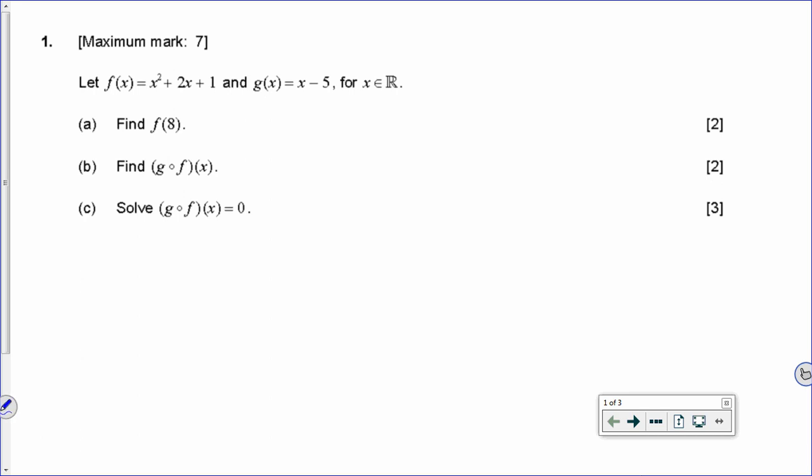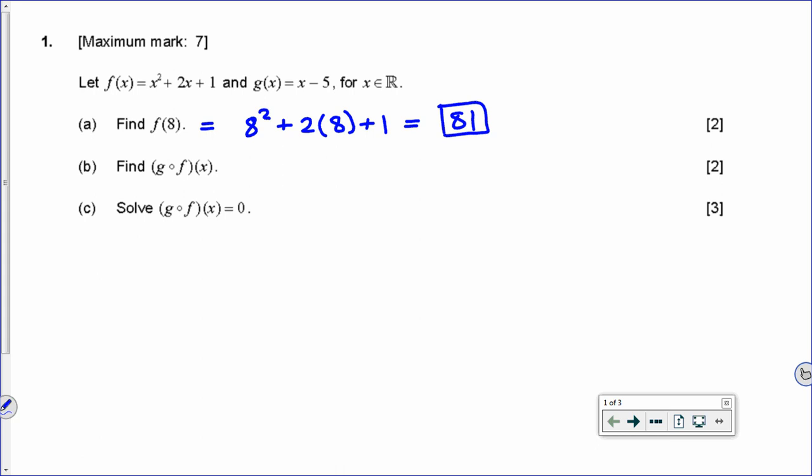Very straightforward. We're going to substitute 8 into the function. You can even use your calculator to perform the evaluation, but you should show your work with the 8 substituted in place of x, and then evaluate it. This will be 64 plus 16 plus 1. Yeah, 64 plus 16, which will be 80, plus 1, so 81.